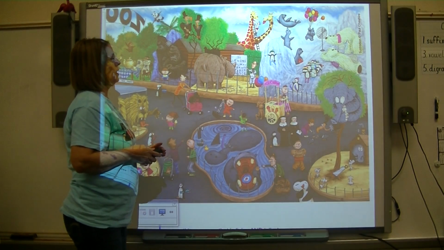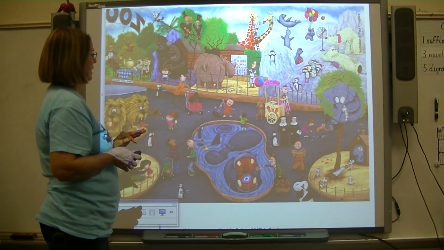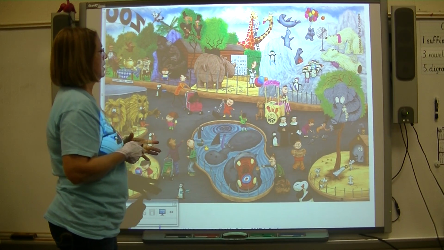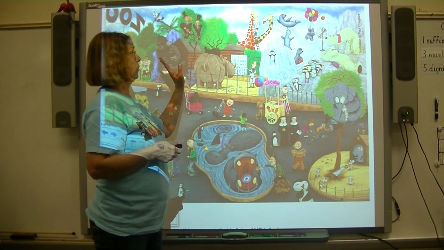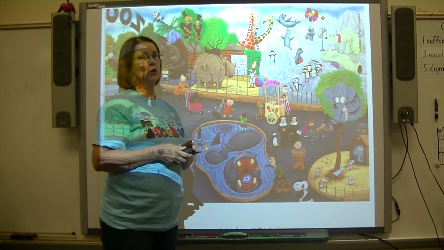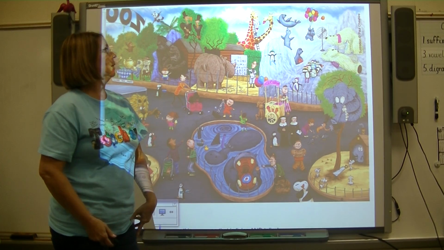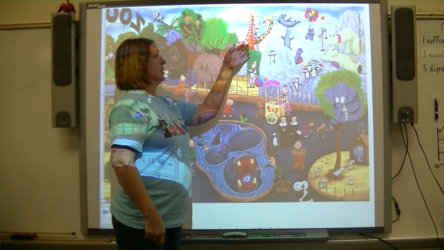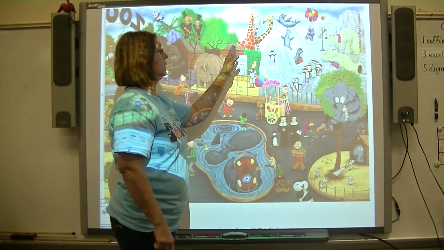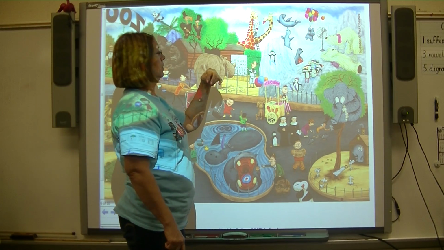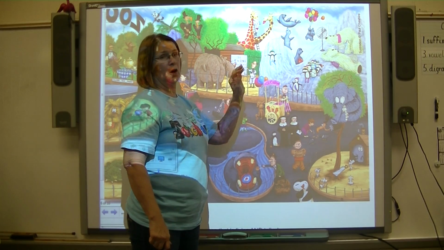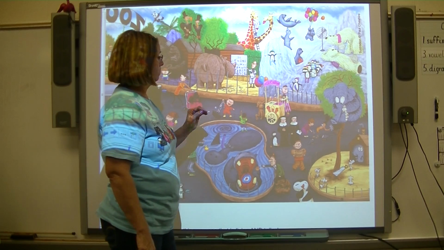All right, let's look at this picture and see if we can pick out some things that are living. Now, I know this is a cartoony type picture, but let's pretend that it's real, that we're really at the zoo. Are giraffes living or non-living? They eat, they grow, they move, they need water and air and food. They can have little ones, they can have babies. So giraffes are living.